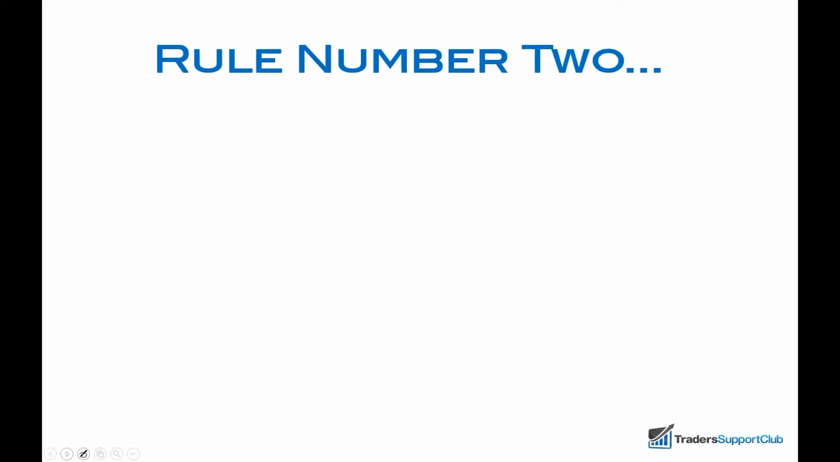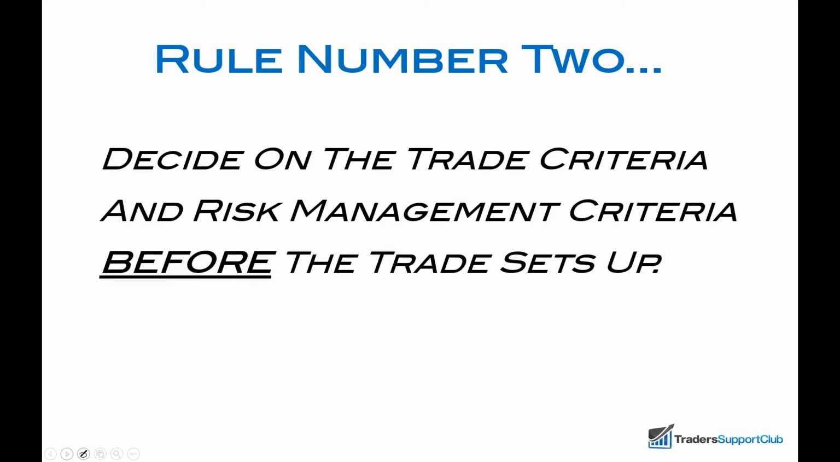So rule number 2 that I want you to think about and consider is decide on the trade criteria and the risk management criteria before the trade sets up. One way I've seen traders almost go to the wall is when they reach the market and they get to a trade too late. It's a little bit like rushing for work, or rushing to catch the bus. You pull up a market and suddenly you're looking at New Zealand dollar, US dollar, and you suddenly see a trade setting up that meets your criteria.